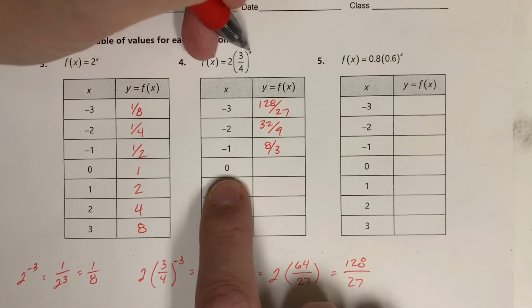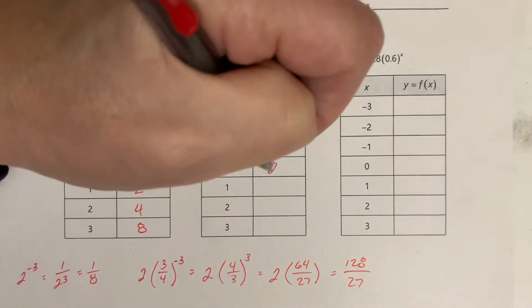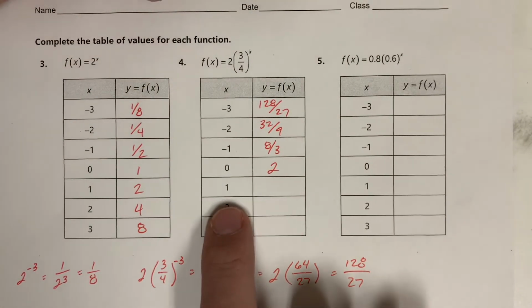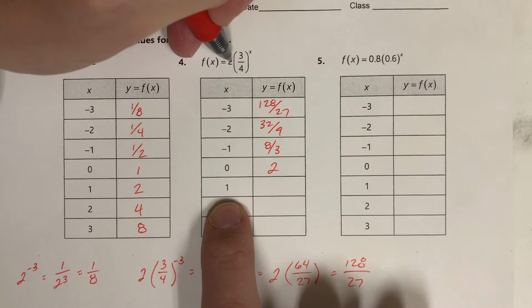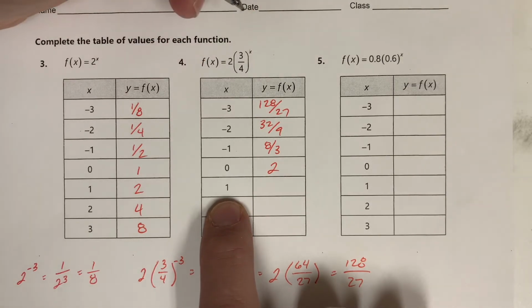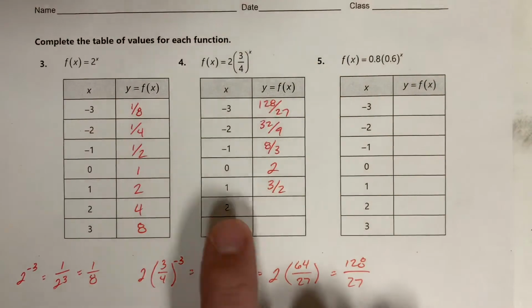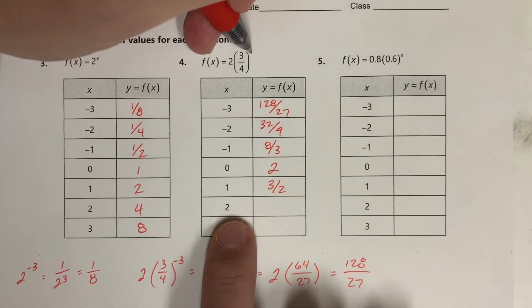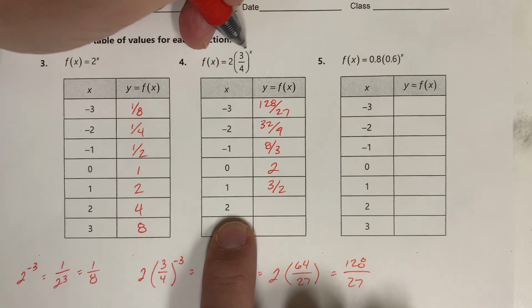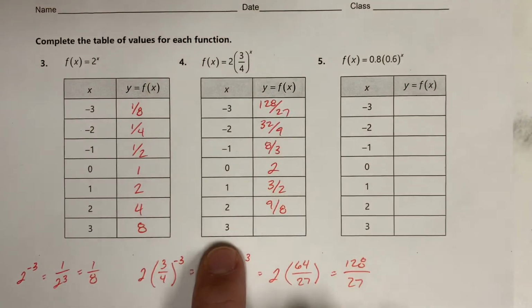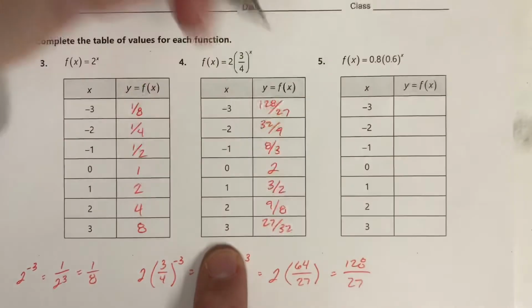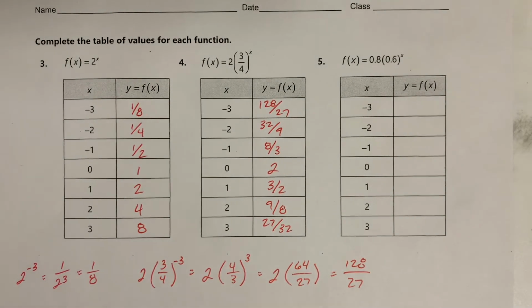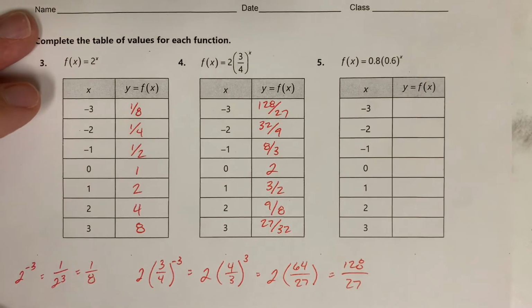0: 3/4 to the 0 power is 1 times 2 is still 2. And now you have just 1: 2 times 3/4, because 3/4 to the first power is just 3/4, would be 6 over 4, which is what, 3/2? Squared would be 9 over 16 times 2, and so that should be 9 over 8. Cubed would be 27 over 64 times 2, so that would just be 27 over 32. And that one's done. This one over here is decimals, so we're going to keep it as a decimal.